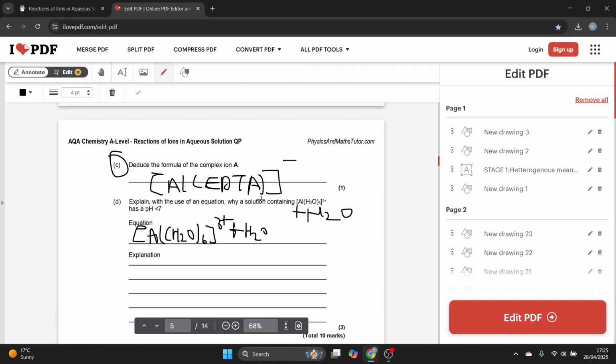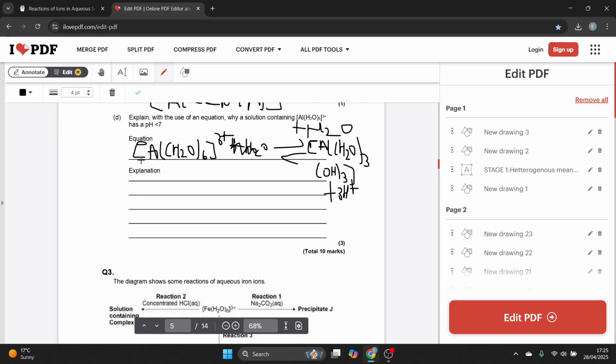Actually, I don't need to use that one. I can just use this. And then it's got Al(H2O)3(OH)3 plus 3H+. Yeah, the one from the booklet.